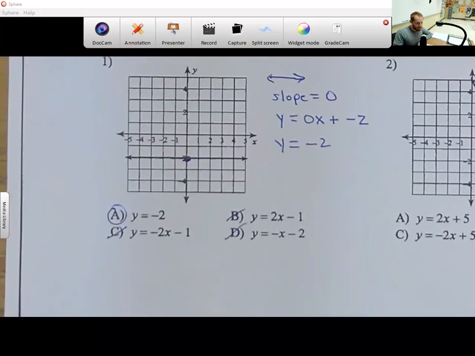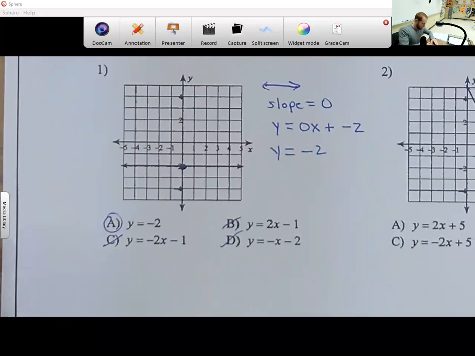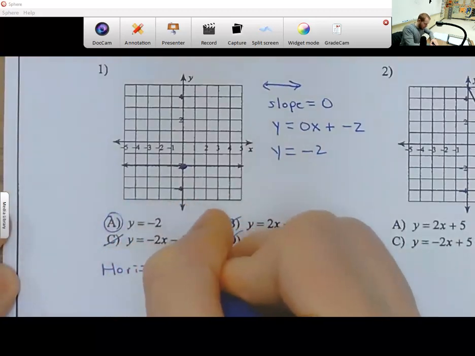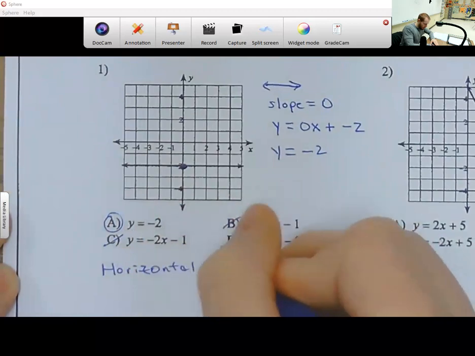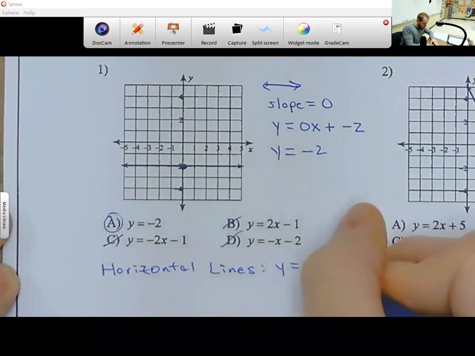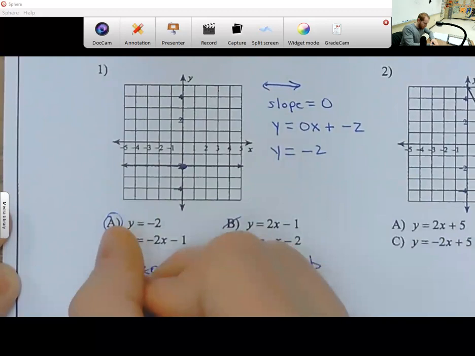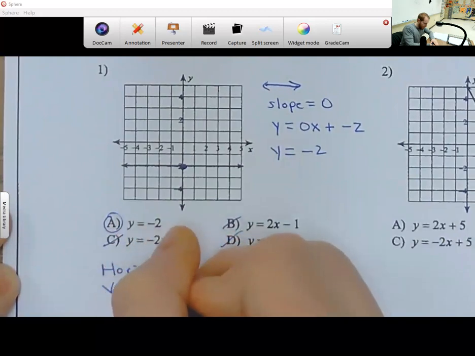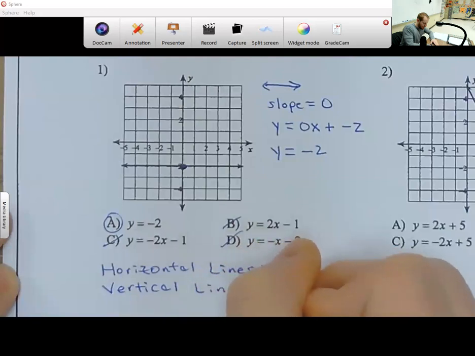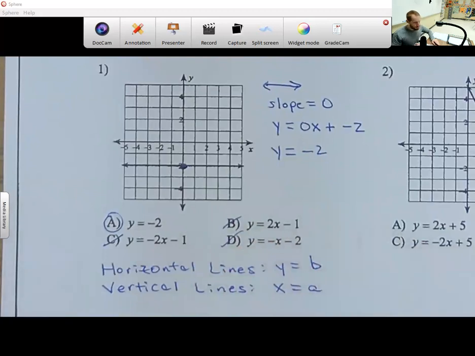You might want to write that down. In fact, I will. Horizontal lines, they take the form of y equals some number. Let's call it b. But vertical lines, they take the form of x equals some number. Let's just call it a. So that's the difference between horizontal lines and vertical lines.